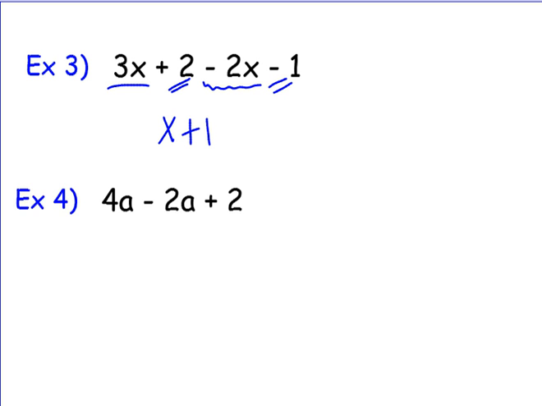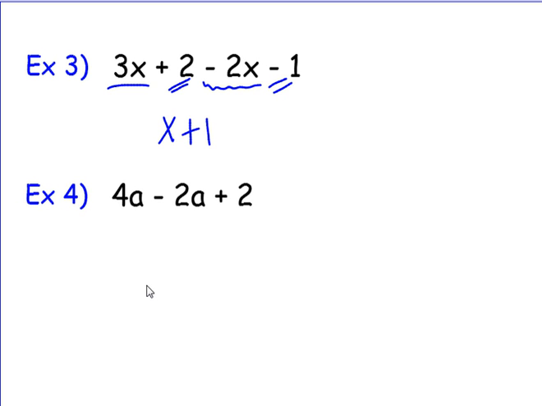Here we have an example, 4a minus 2a plus 2. And again, we're going to take a look at this and put together things that are alike. This 4a minus 2a is 2a. And this 2 doesn't belong to anything else, so it's just going to come along for the ride and be out there.